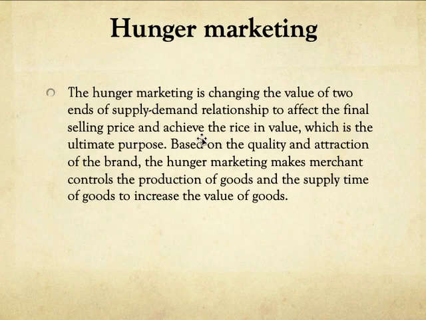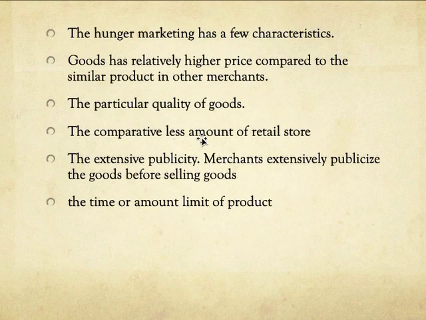So for hunger marketing, it's exchanging the value of two ends of the supply-demand relationship to affect the final selling price and achieve the rise in value, which is the ultimate purpose, based on the quality and attraction of the brand. So hunger marketing means the merchant controls the production of the goods and the supply time of goods to increase the value of goods.